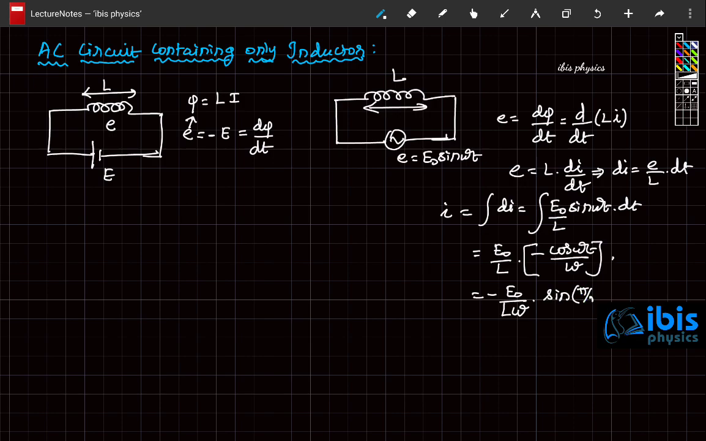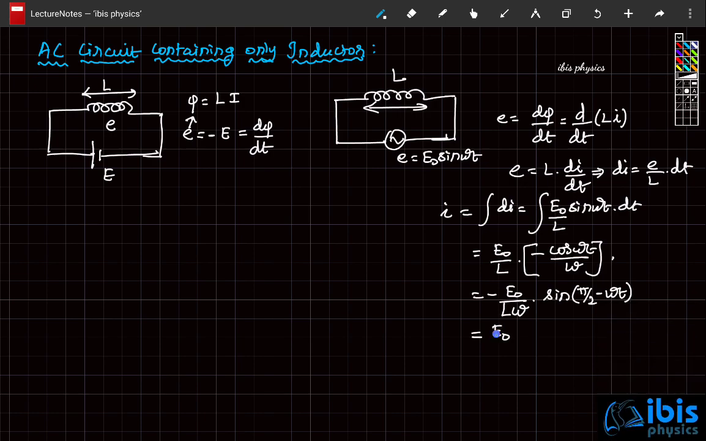So minus E naught by L omega into cos omega t can be written as sine of 90 plus theta, that is pi by 2 minus omega t. So sine of minus theta is minus sine theta. So you're getting E naught by L omega sine of minus of pi by 2 minus omega t. This L omega is equivalent to a resistance, and we call it inductive reactance. So inductive reactance XL is nothing but the resistance offered by the inductor when current flows through it.